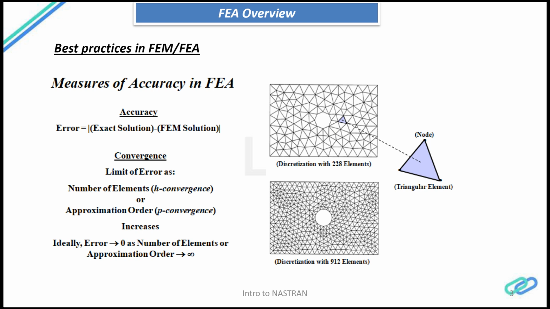Within finite element terminology, we say it is H convergence or P convergence, H type or P type. H means you are increasing the number of elements, and P means you are increasing the polynomial order. Polynomial order in the sense you are going for higher order elements. Suppose you take a triangular element: a normal tria element will have 3 corner nodes, and the higher order element will have mid-side nodes, and so on.